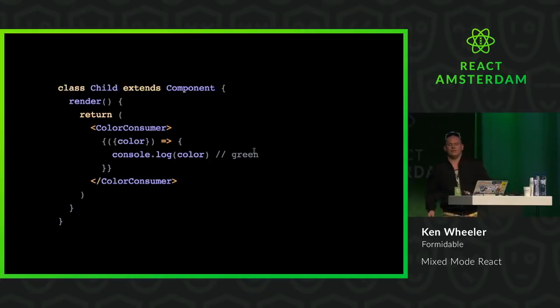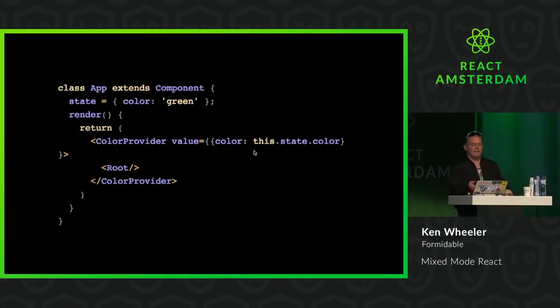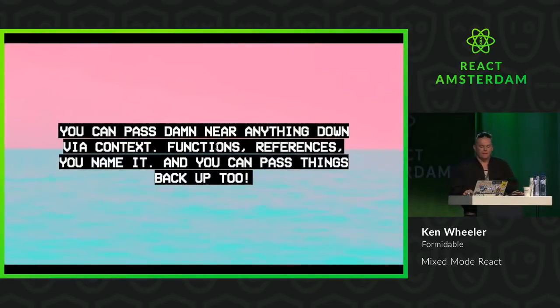So what context lets you do is teleport things through your tree, right? And with the new context, what's nice is if you were back up in the top one and you had it in state, if you were to update your state, right, it's going to update the context, and anything that wants it is going to update in turn. So you can pass almost anything down via context. You see it used a lot for like theming and internationalization and things like that, but functions, references, anything.